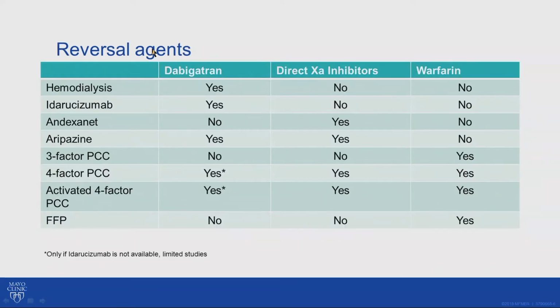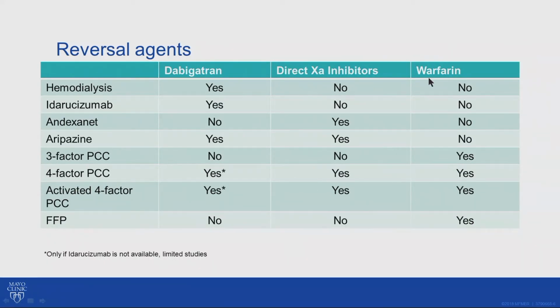I have this chart here of some of the reversal agents that are available. If you look here at dabigatran, direct 10A inhibitors, and warfarin, you can see which ones are available for each agent. We're going to refer back to this table a couple of times throughout the presentation.